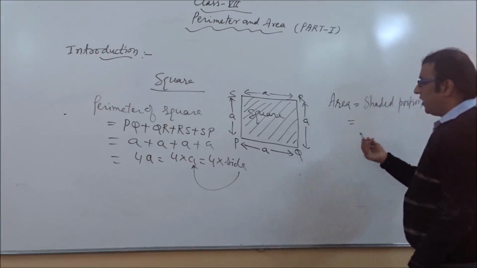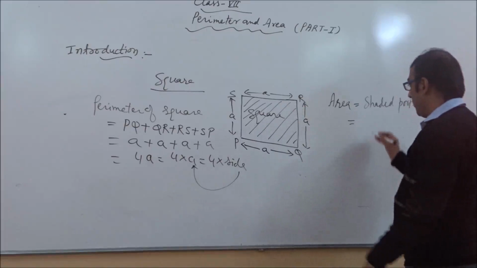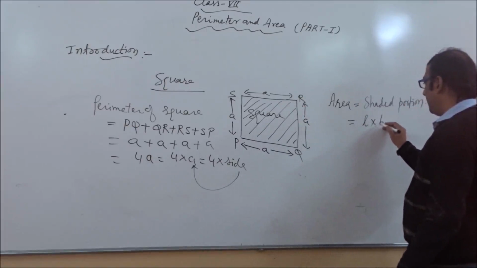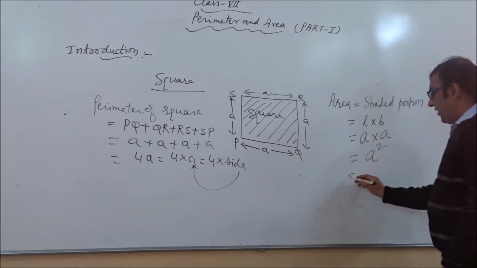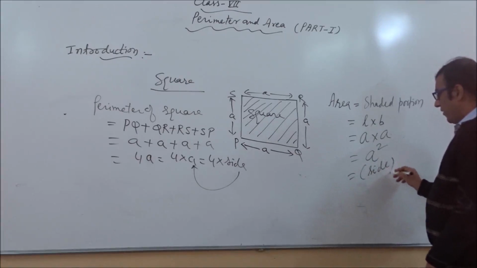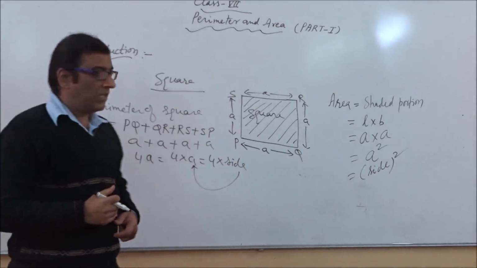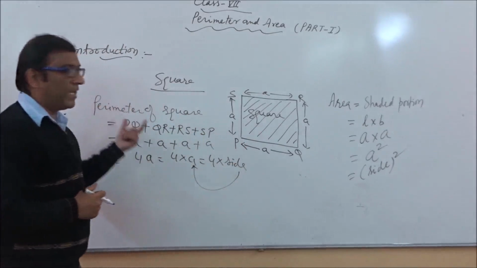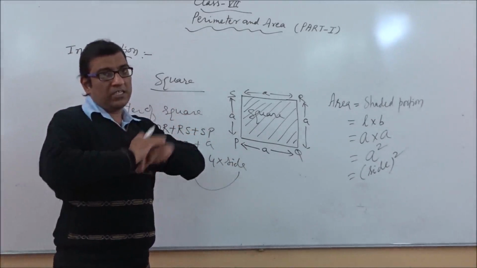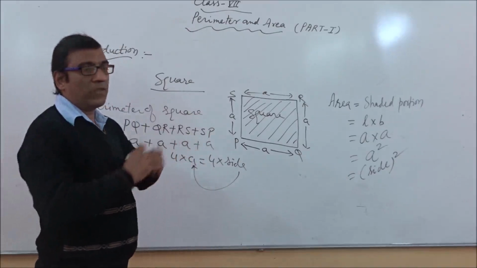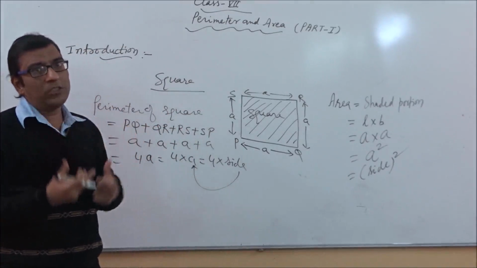And how will we calculate it here? Again we will go with length into breadth, but this time both are the same. So if we go with length into breadth, this is A into A, which is A square, and we can say it is the whole square of the side. So according to the shape given to us, we will calculate the area and perimeter. But yes, the concept is the same. The perimeter means it is the distance around the closed figure, or the sum of all the boundaries, and the area means how much space is occupied by the closed figure.